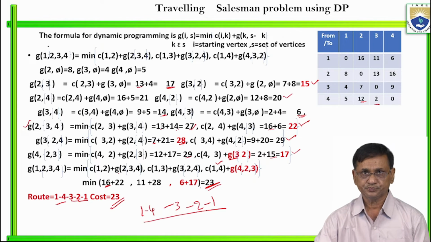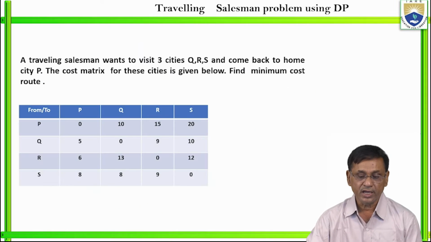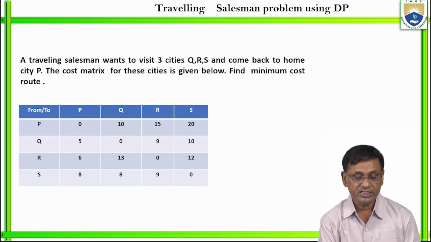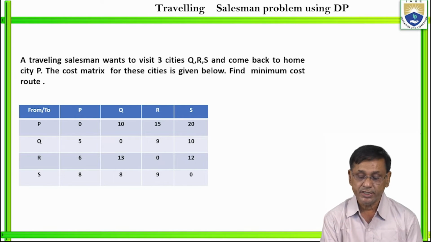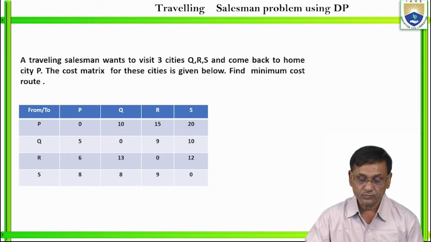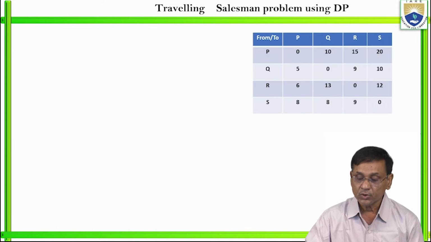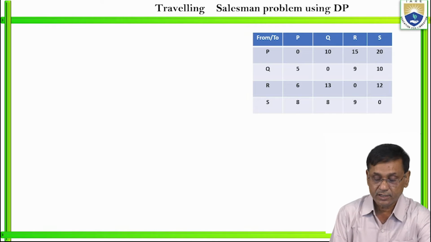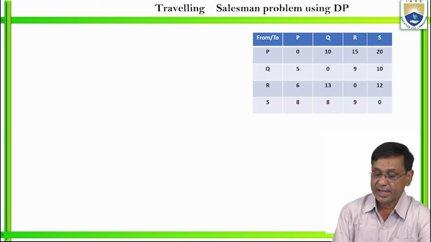Now consider another example. A traveling salesman wants to visit 3 cities Q, R, S and come back to home city P. The cost matrix for these cities is given below. Find the minimum cost route. Now, first we can draw the state space diagram.